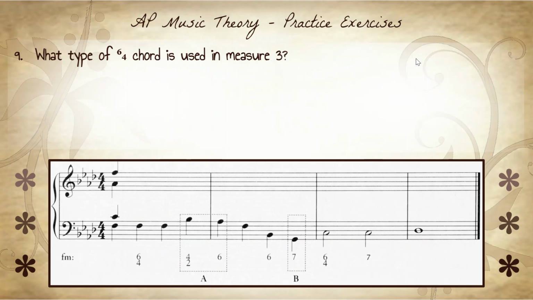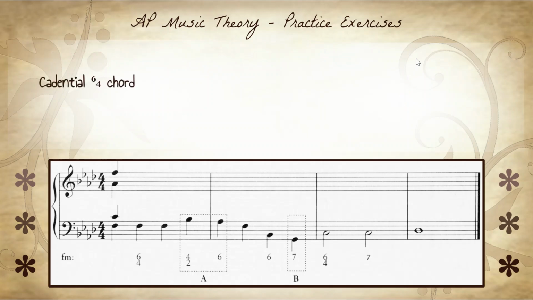Question 9. What type of second inversion chord is used in measure 3? Correct answer: the third measure contains a cadential second inversion chord, the tonic second inversion. Because the tonic second inversion chord has so in the bass, it is used at the cadence with dominant function.